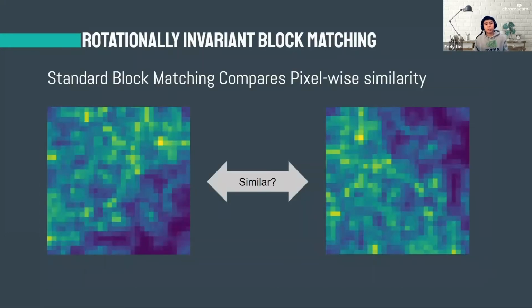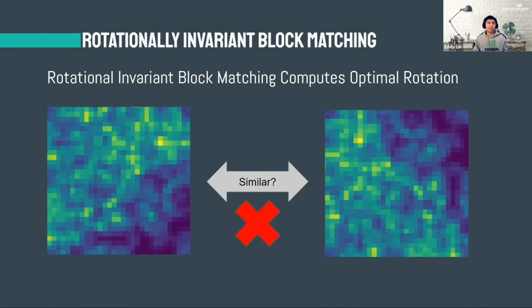Now, there's one small problem with standard BM4D as it's implemented. If we have the image on the left and the image on the right, the algorithm would tell us that they are not similar, because if we compare the values, they don't match exactly, since one is rotated relative to the other. We have a solution to that.